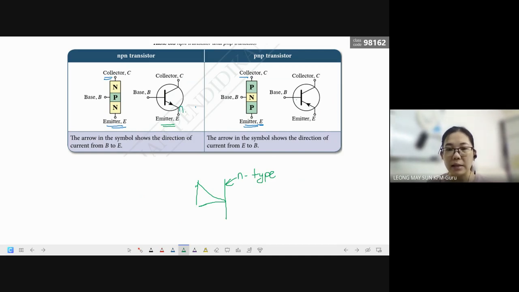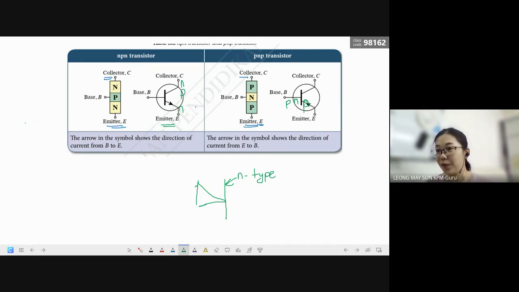If the emitter is N, then this is an NPN transistor. For the other picture, the arrow is pointing towards the base, which means the base is an N type of semiconductor. So this picture is a PNP transistor, which means the collector and the emitter are P type of semiconductor. That's how I recall NPN transistor and PNP transistor.